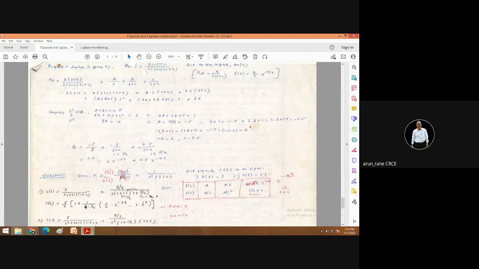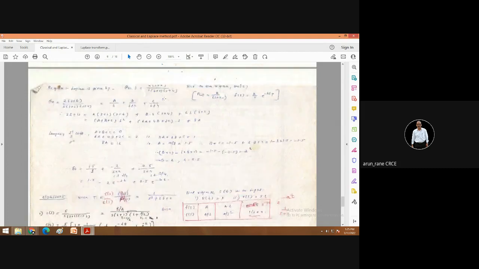Now again, this is what is your steady state response 1.5, and this is my transient response. So after some time, this particular system, which is represented by this, is going to achieve a steady state response of this value of 1.5.